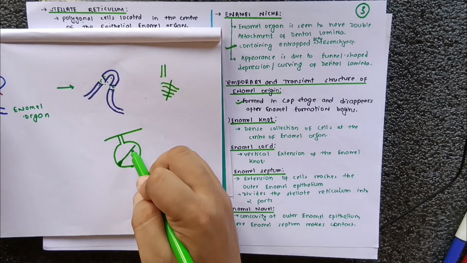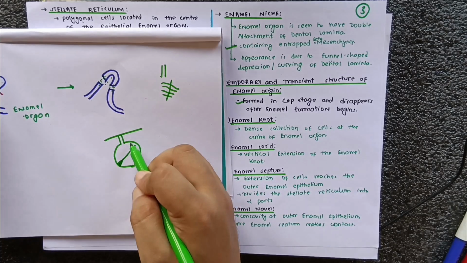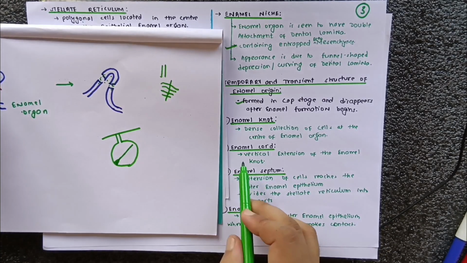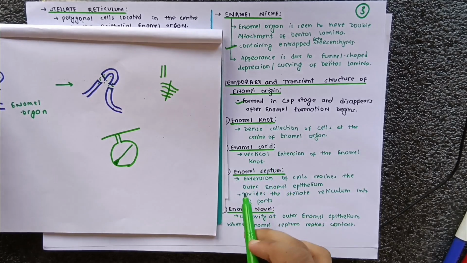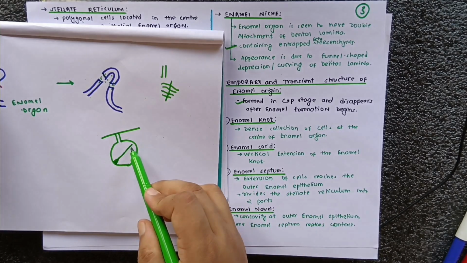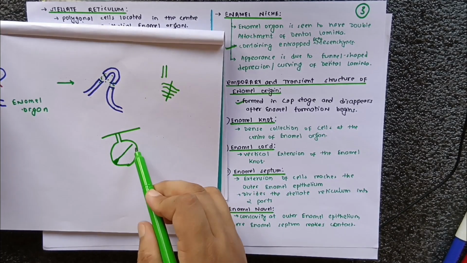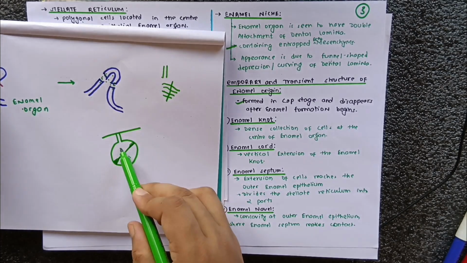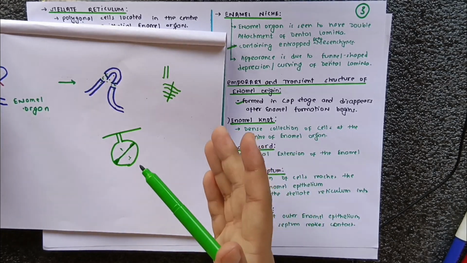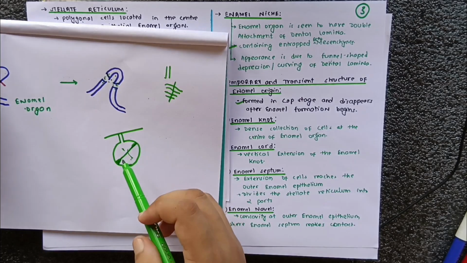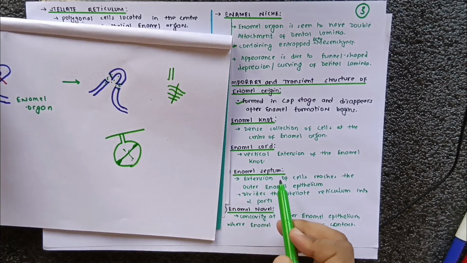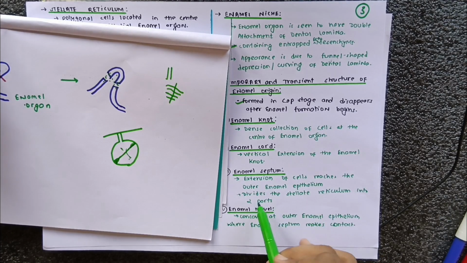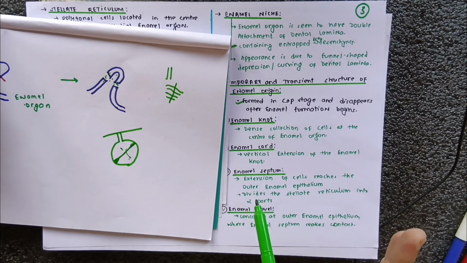So this is growing towards the other side of the outer enamel epithelium, and that vertical extension is called the enamel cord. After that, when this enamel cord reaches the outer enamel epithelium, it forms two hollow spaces, so it forms two compartments in the enamel organ. At that time it is called the enamel septum. The extension of the cells reaches the outer enamel epithelium and divides the stellate reticulum into two parts.